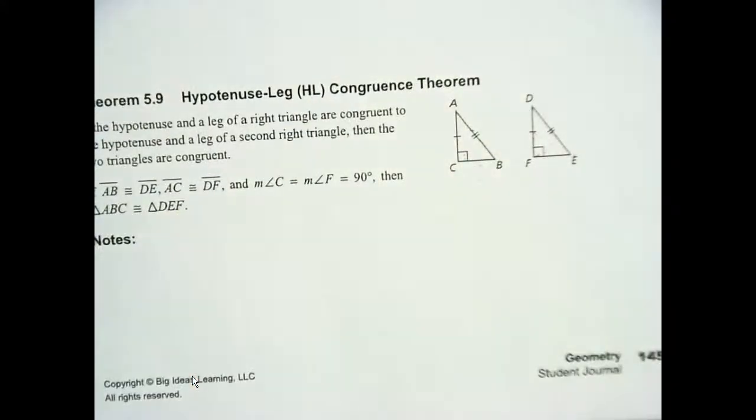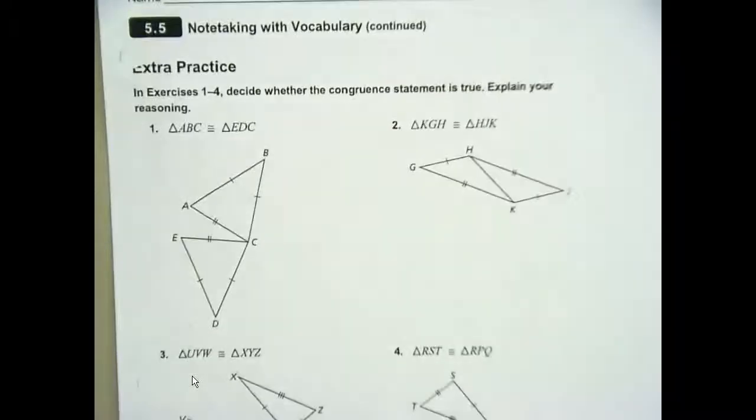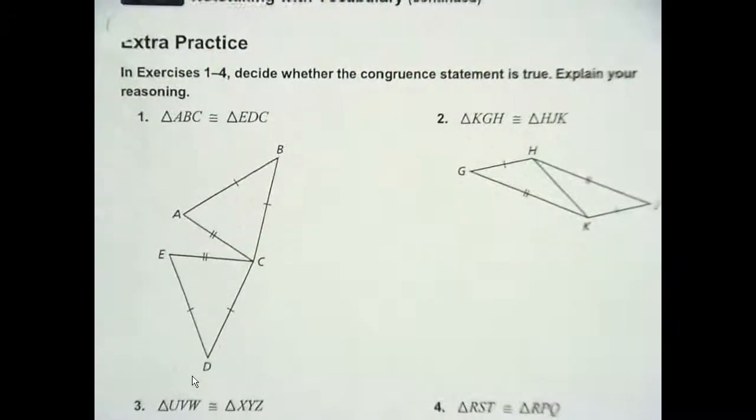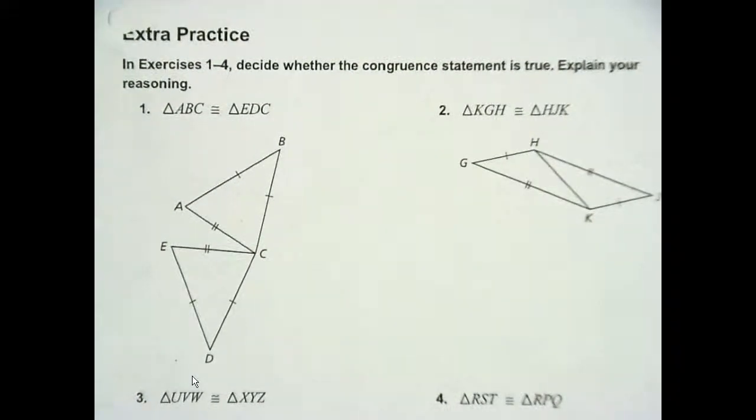All right. Any questions? Okay, I want you to look at page 146 of your student journal. Page 146 says, decide whether the congruent statement is true and explain your reasoning. Explaining our reasoning would be just listing our reasons. So, for instance, given, reflexive, vertical angles, and HL. Or given, reflexive, side, side, side. You just have to list the reasons. No statements needed. So 1 and 2, off you go.